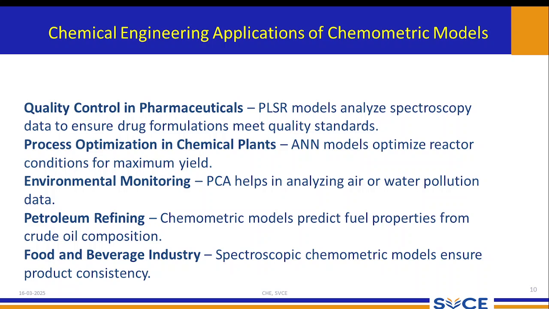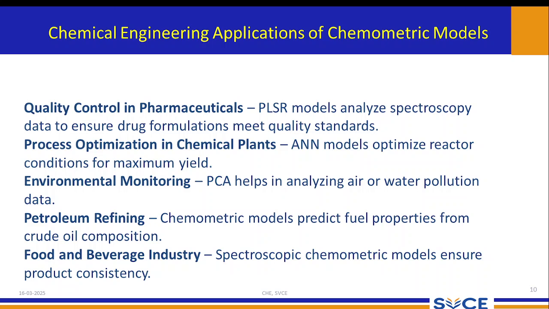Artificial neural network models optimize the reactor conditions for maximum yield. So whenever you have a non-linear equation, then we go for artificial neural network models that will respond very accurately. That will be helpful in the process optimization.